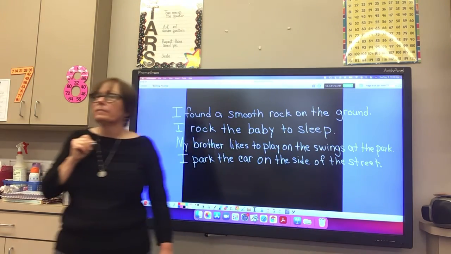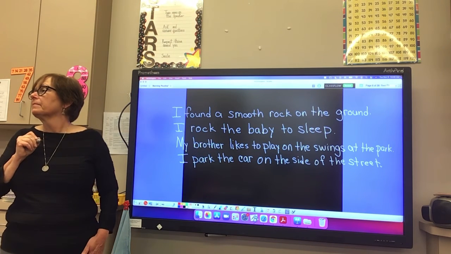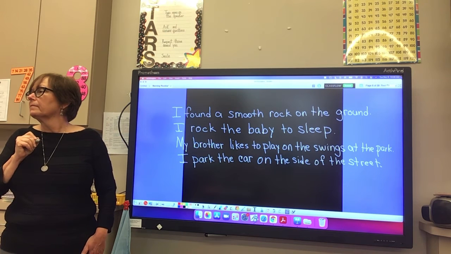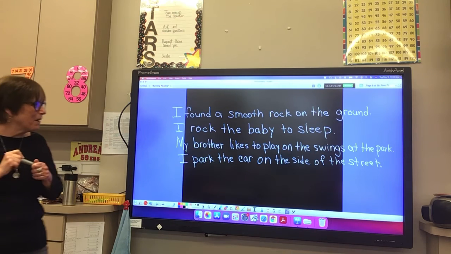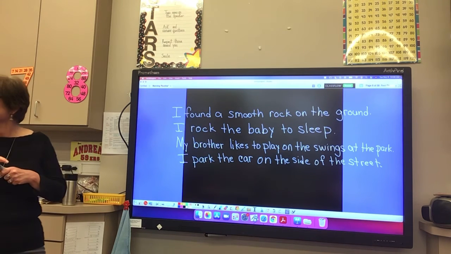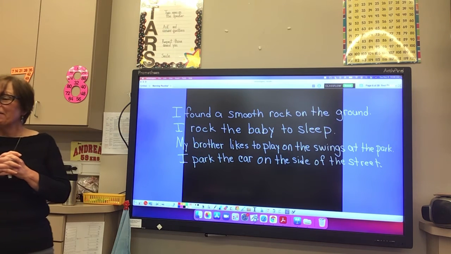That's what the firemen did. They parked across, they parked like right behind. So we stood on the driveway for a picture, and then the big fire truck was behind us. Nice. Okay, good. I parked the car on the side of the street, did you write that? Yes. Excellent. Okay.